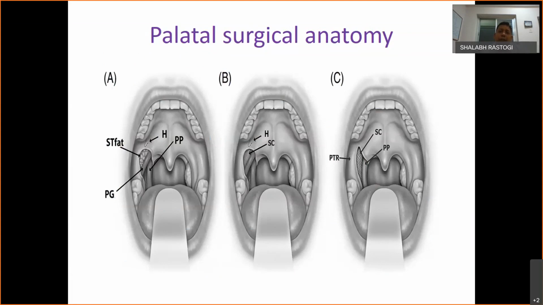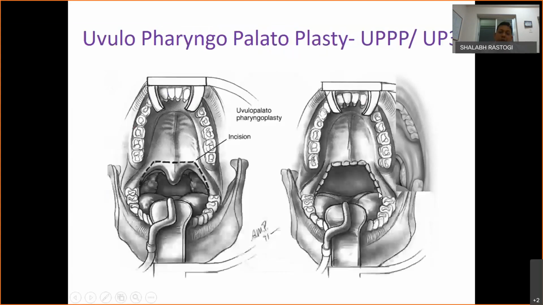Before understanding the palatal surgery, we should know that the soft palate is made up of 5 muscles: the musculus uvulae, the palatoglossus, and the palatopharyngeus, which is the main muscle, the culprit muscle for obstructive sleep apnea. And superiorly, we have the tensor palati and the levator palati. So all the treatments are focused on decreasing the strength of palatopharyngeus and relocating it anteriorly.